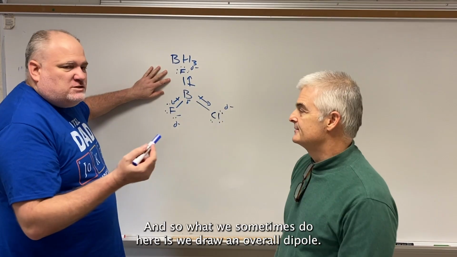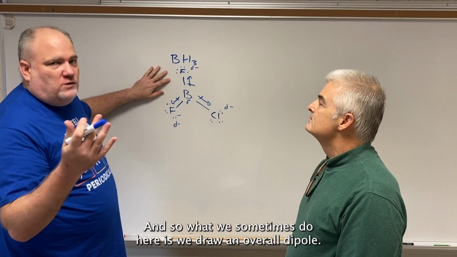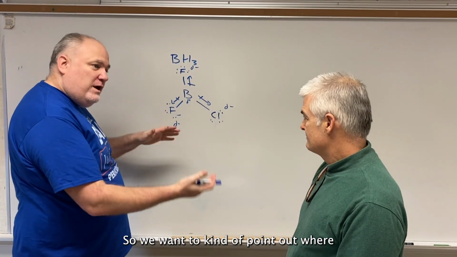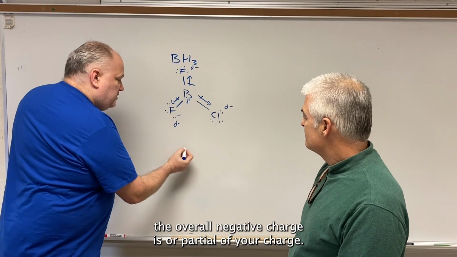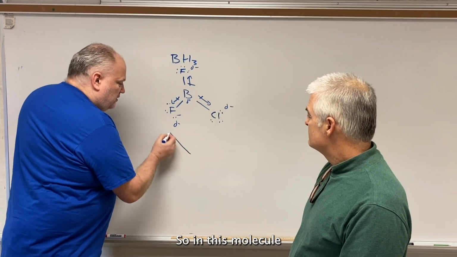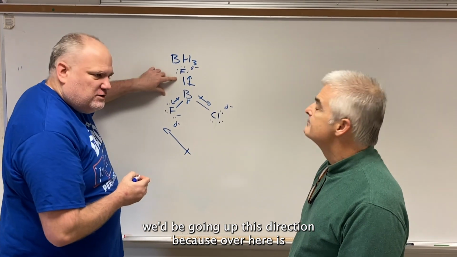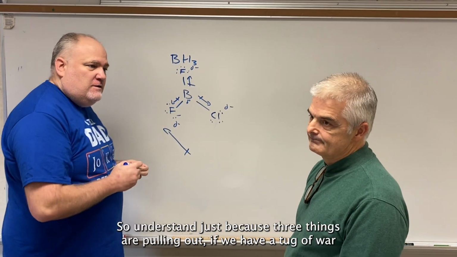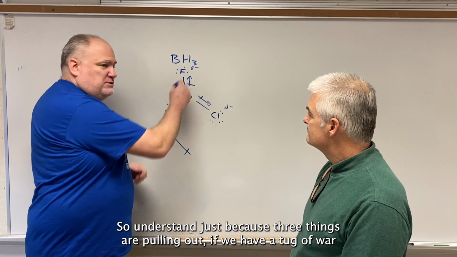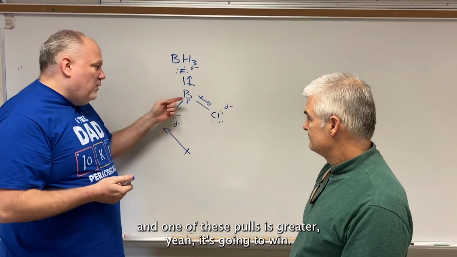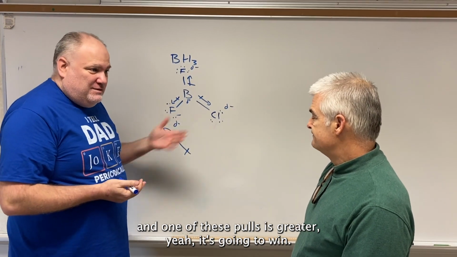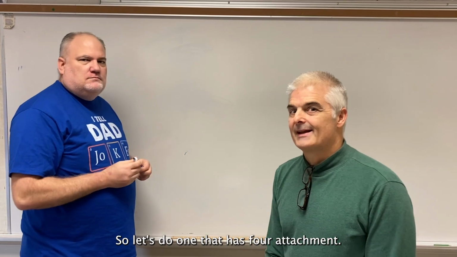pull as tight. And so what we sometimes do here is we draw an overall dipole. So we want to point out where the overall negative charge is, or partial negative charge. So in this molecule, we'd be going up this direction because over here is where we'd have the more partial negative charge. So understand, just because 3 things are pulling out, if we have a tug of war and one of these pulls is greater, it's going to win. So let's do one that has 4 attachments.